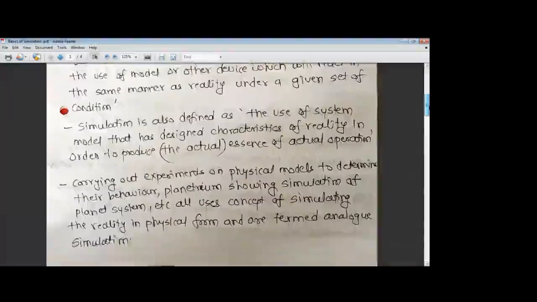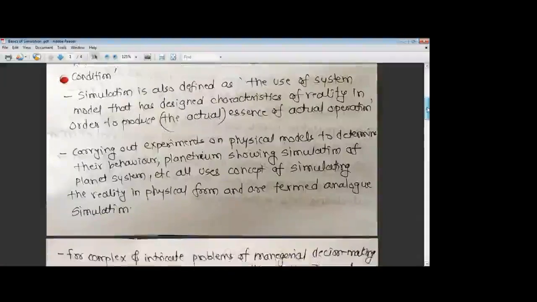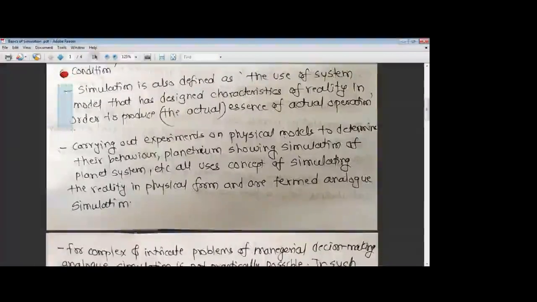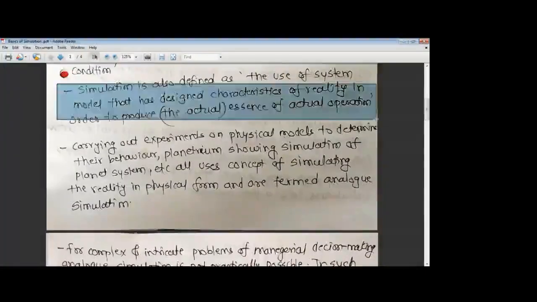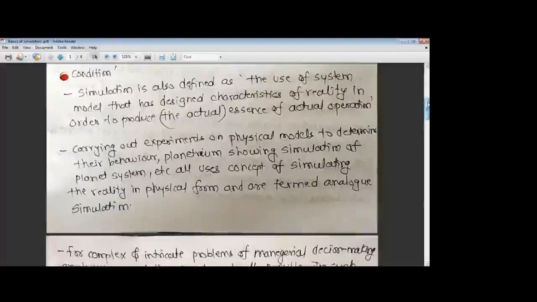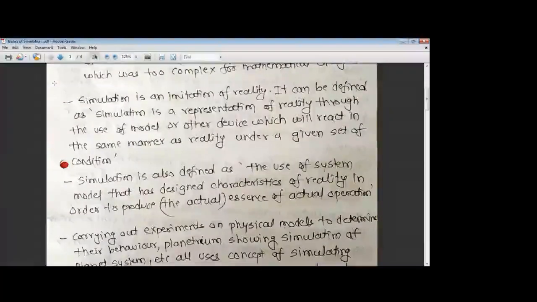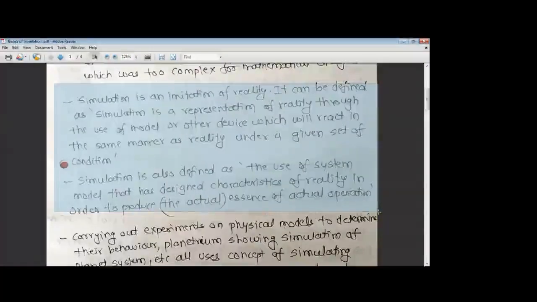So there are many definitions of simulation, depending upon the understanding and the application that the researchers develop. There is one more definition that has been used: simulation is also defined as the use of a system model that has designed characteristics of reality in order to produce the essence of the actual operation, right? The gist, or the meaning, of both these definitions remains the same. It is just playing with the words and making it more technical.